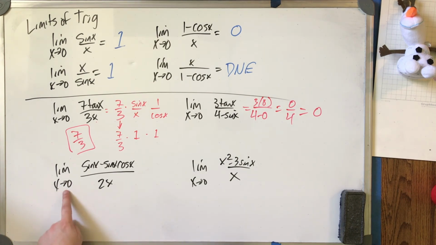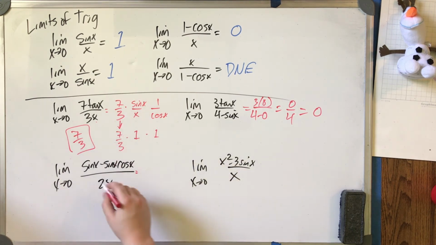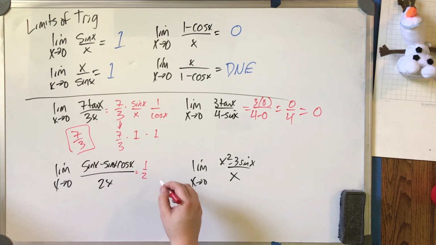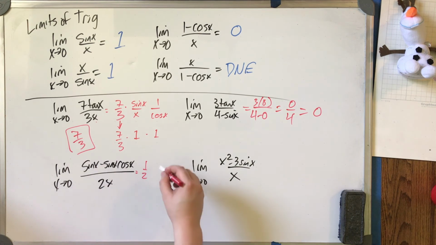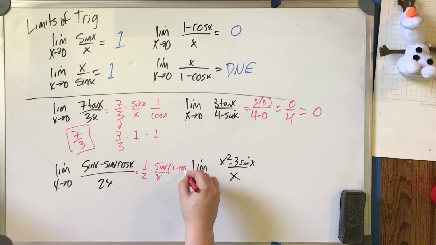Here, we end up getting 0 over 0, I believe. So I'm going to separate this out just like we did up here. I'm going to pull the constant out first, so 1 and a 2. And I'm going to factor the sine out of the top as well. So I'll have sine x, I'll put that one over x, and I'm left with a 1 minus cosine x.